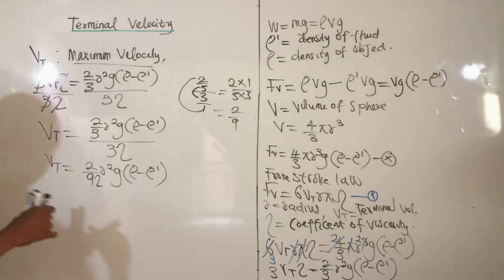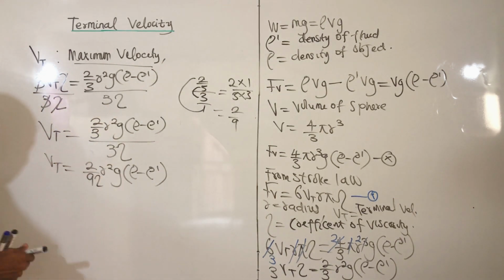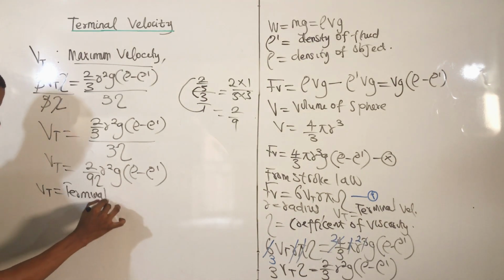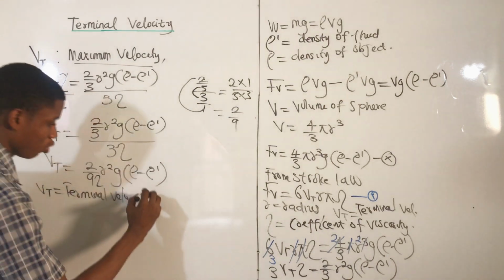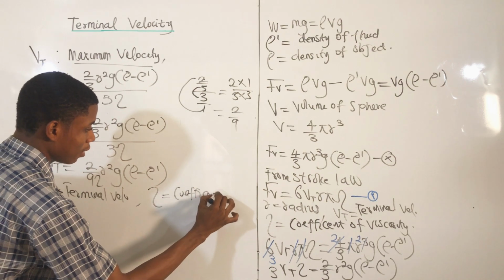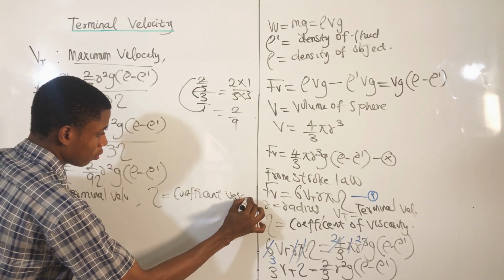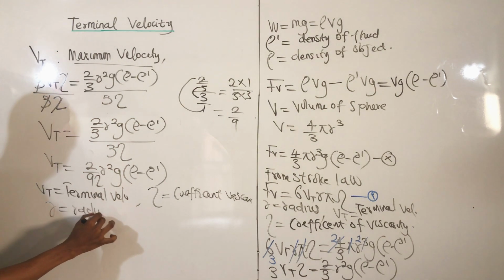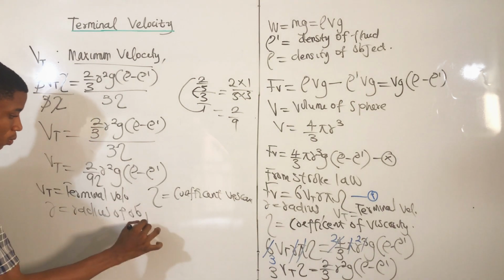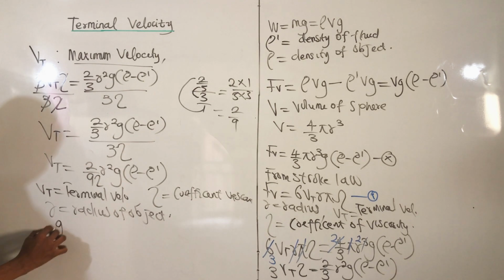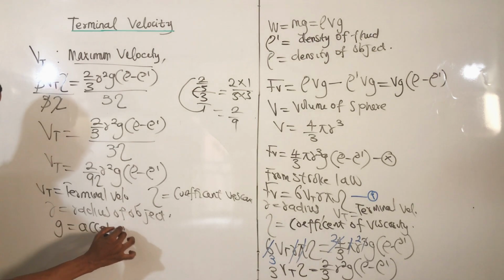Of course, this is the time to write the given parameters. You should know that Vt is the terminal velocity. You should know that this symbol here is called the coefficient of viscosity. Then we know that r is the radius of the ball or object. Then, of course, g is the acceleration due to gravity.